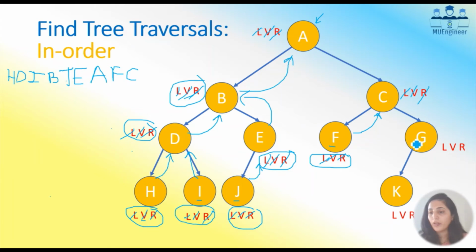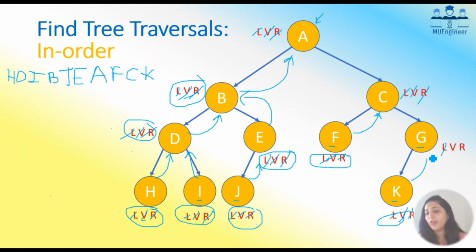Okay, so I go to the right of C, that is at G. G says go to the left. So I go to the left, that is at K. K says go to left, but nothing on left. Then K says visit node K. So here I write down K. Okay. After visiting, it says go to the right, but there is nothing on right. So I'm done with all the operations at K.